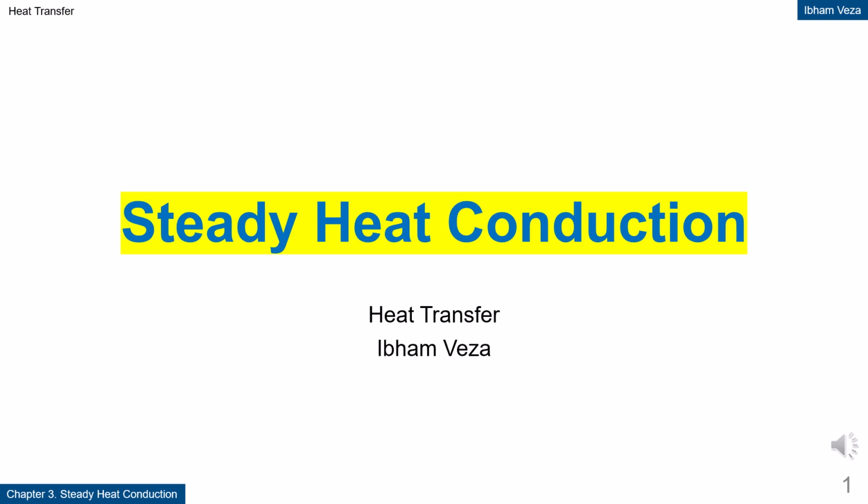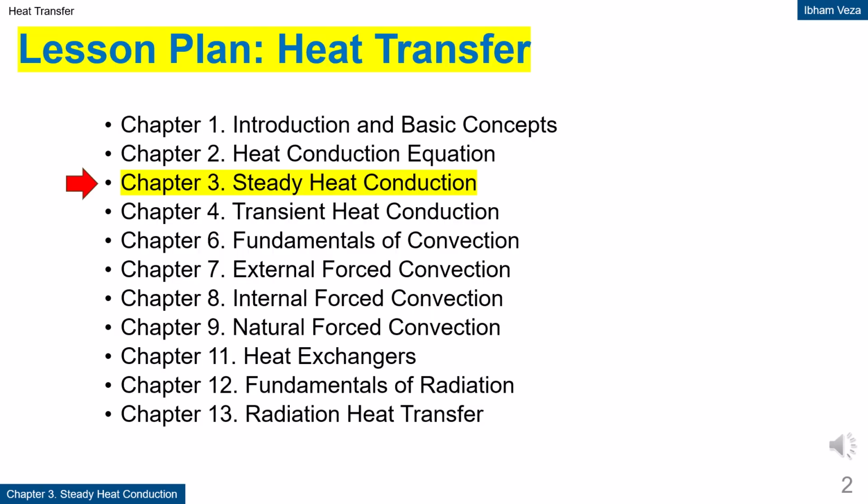The discussion links conduction physics with electrical circuit analogy. Lesson plan: Heat transfer. This lecture structure places steady heat conduction as a continuation of basic concepts and the heat conduction equation. This topic serves as a bridge towards convection, radiation, and heat exchangers. Each chapter is connected through energy balance and heat transfer mechanisms. Understanding this sequence is important to ensure consistent thermal system analysis. This topic forms a foundation for more complex thermal system studies.